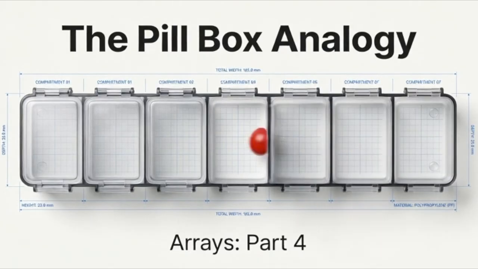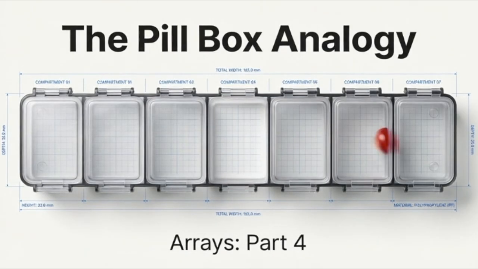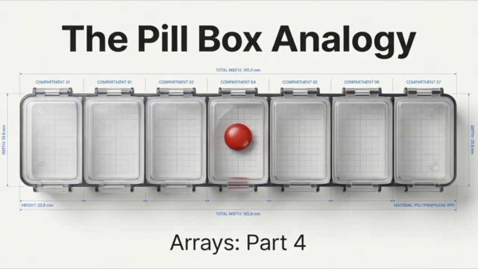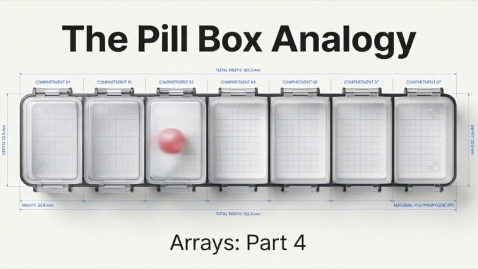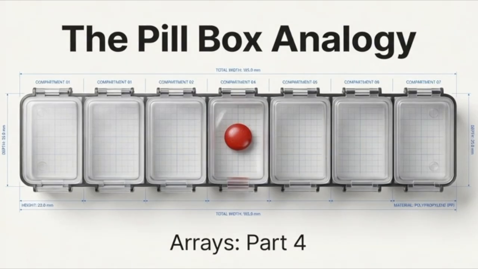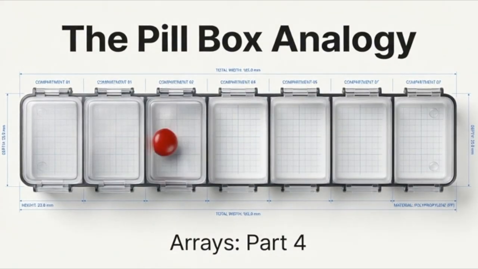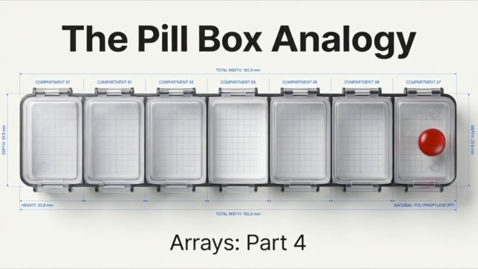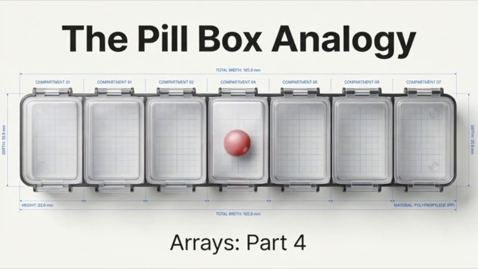You know those daily organizers? It has fixed compartments. You can't magically stretch it to add a day 8 to a 7-day week. It has a fixed dimension. It holds the same type of things. Pills in every slot, not pills in one and coins in another. This represents homogeneous data like all integers. And finally, the compartments are right next to each other with no gaps.